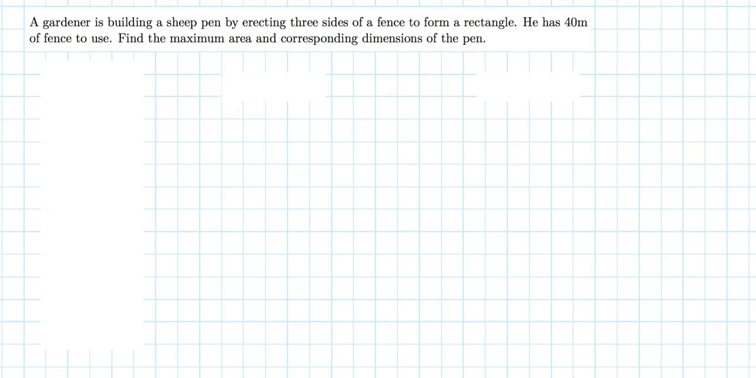Alright, so we have a question before us which says that a gardener is building a sheep pen by erecting 3 sides of a fence to form a rectangle. We are also told that he has 40 meters of fence to use, and finally we need to find the maximum area and corresponding dimensions of the pen. Okay, so that is our question.